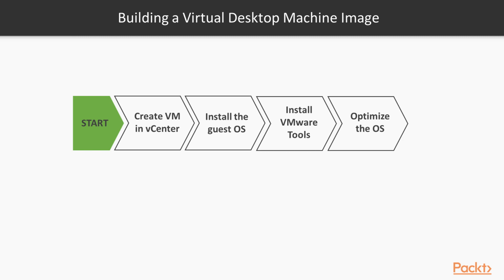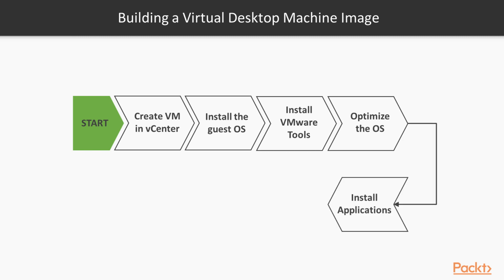Now that we have an optimized operating system, you can now install any applications that are going to be part of the base image. These will be applications that all users are entitled to, such as a PDF reader for example. The final component to install is the Horizon agent, which allows the virtual desktop machine to communicate with the connection server. Now that you've completed the virtual desktop machine, it's been optimized and had applications installed, you can now prepare it for delivery to the end users.